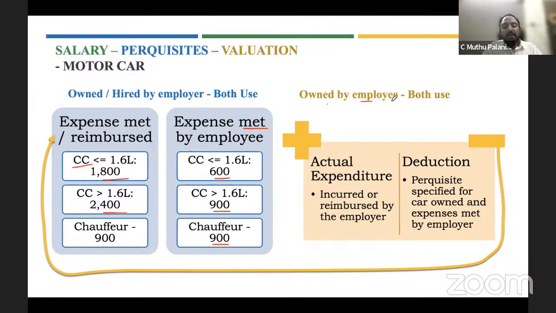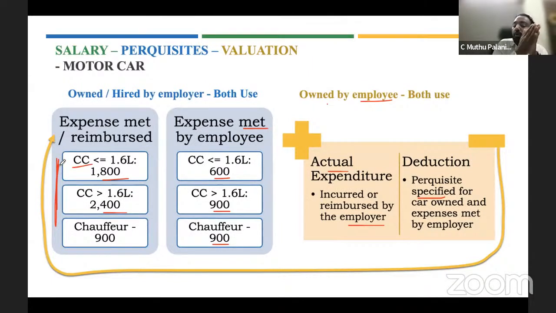Now, what if motor car is owned by employee? You take the actual expenditure reimbursed by the employer minus perquisite specified for car owned and expenses met by employer. So you have to take the actual expenditure. You have to deduct this.